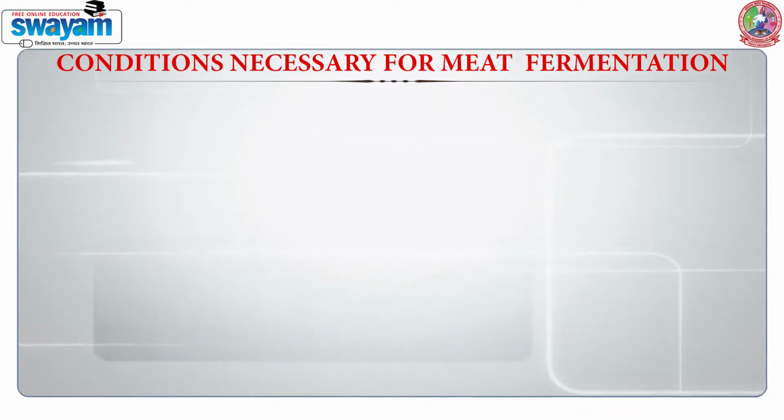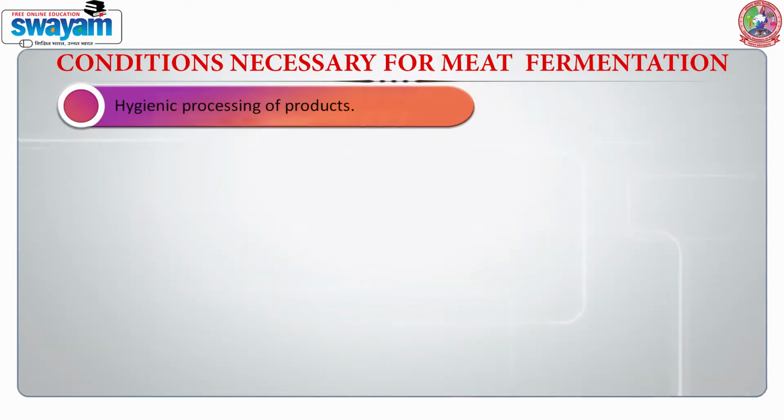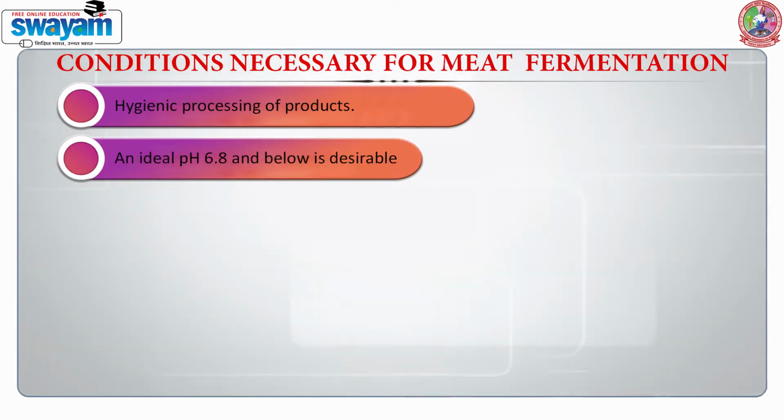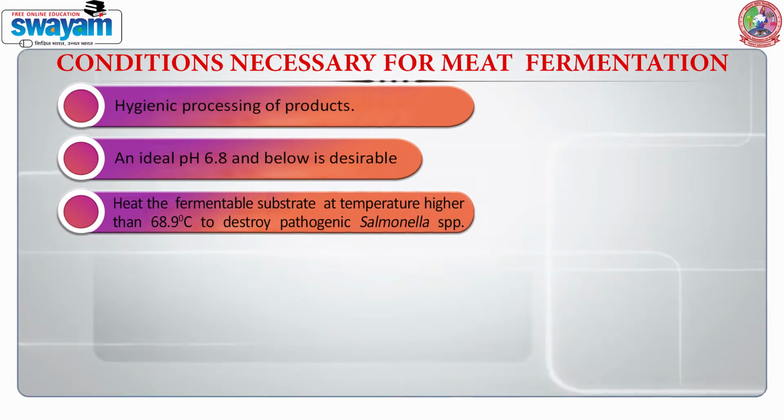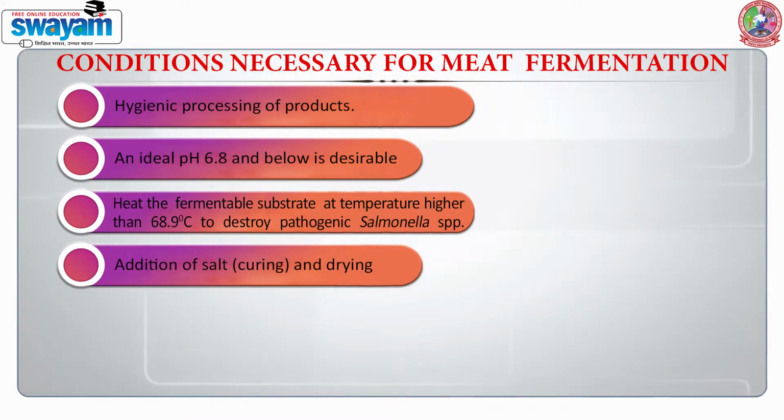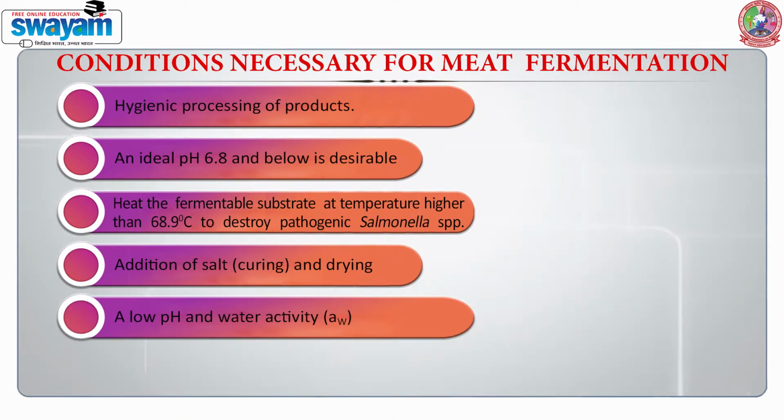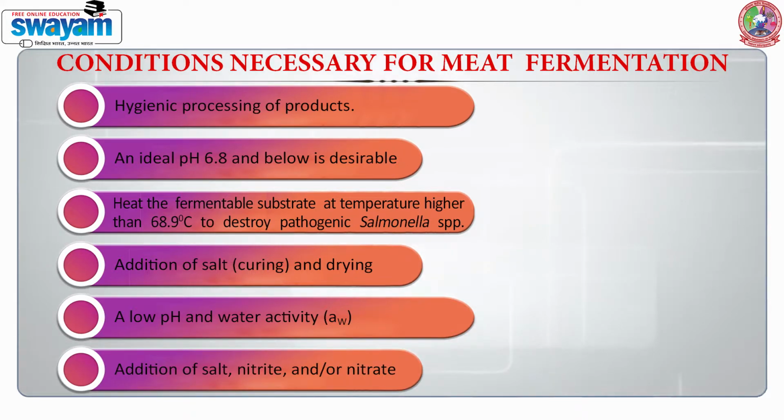Conditions necessary for meat fermentation include hygienic processing of the product. The pH of the substrate should be 6.8 or less, or the fermentable substrates should be heated at a temperature higher than 68.9 degrees to destroy the pathogenic Salmonella species. Addition of salts, which is also known as curing, and drying ensures a low pH and water activity. Addition of salts, nitrites or nitrates are also desirable to bring about effective fermentation.